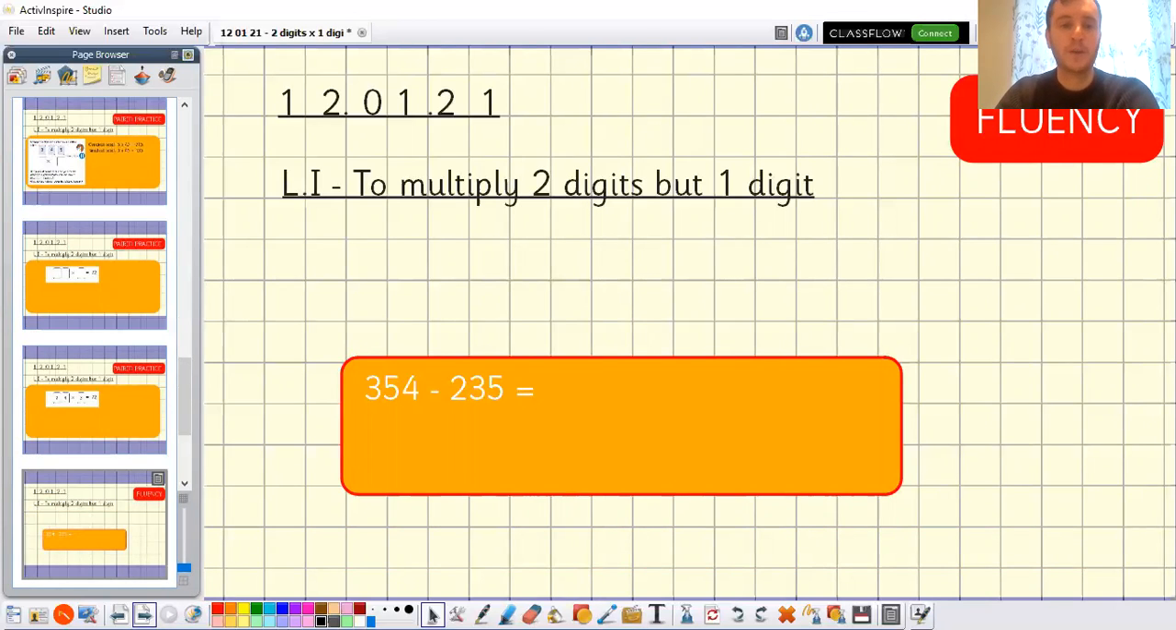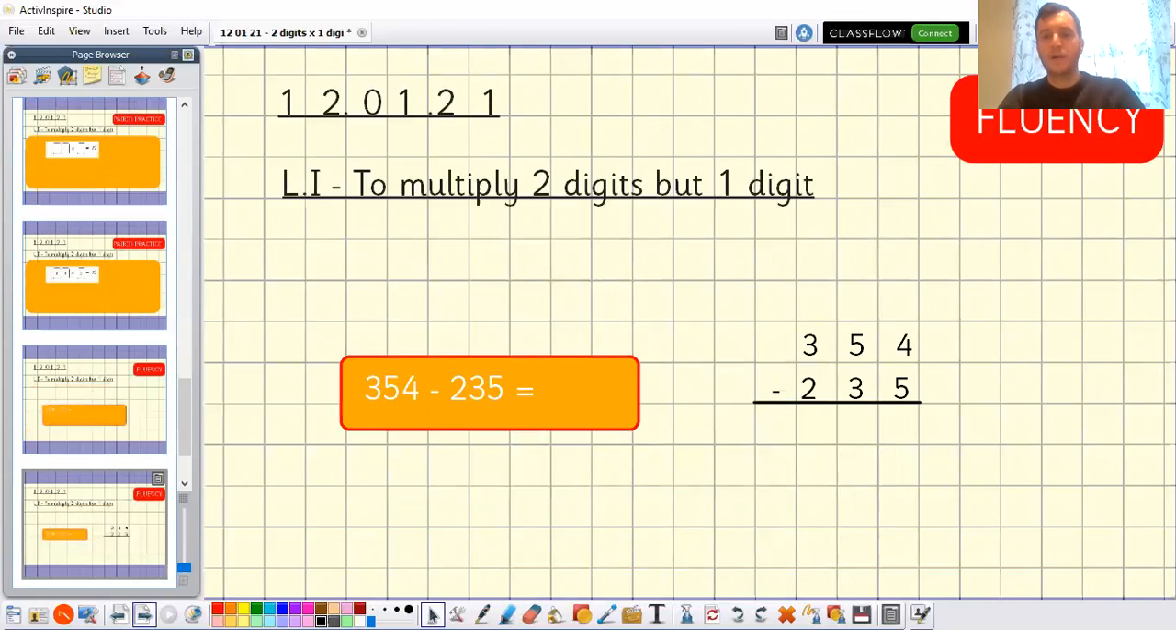Let's look at that fluency question together. Now, I've laid mine out like a column method. Now, I've spotted one tricky column. Can you spot it too? Well done if you said the ones, because at the moment, we've only got 4 ones, but we have to take away 5. So I haven't got enough ones in that column. So what do I need to do?